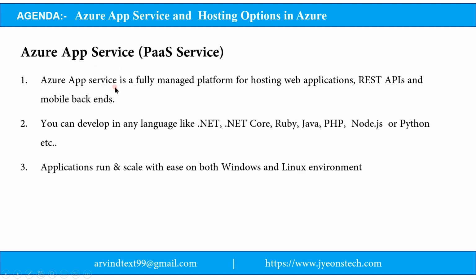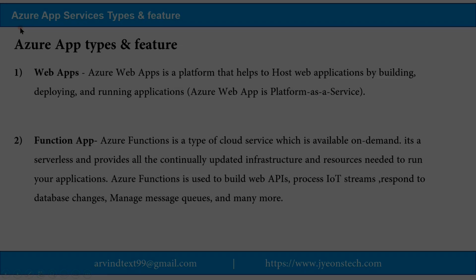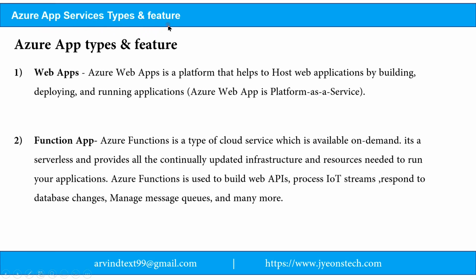Azure App Services is a fully managed platform for hosting web applications, REST APIs, and mobile backends. You can develop in any language like .NET, .NET Core, Ruby, Java, PHP, Node.js, or Python, etc. Applications run and scale with ease on both Windows and Linux environments. So let's discuss Azure App Services types and features.